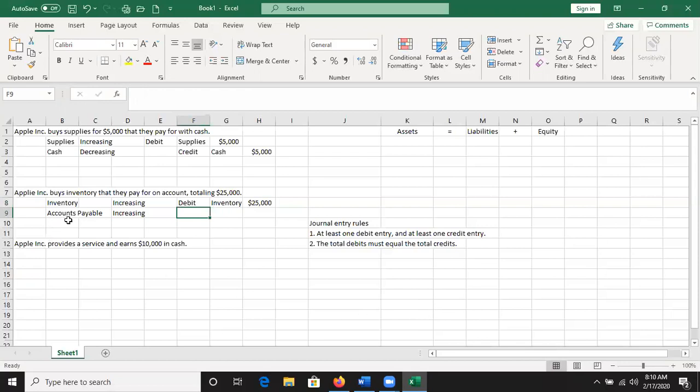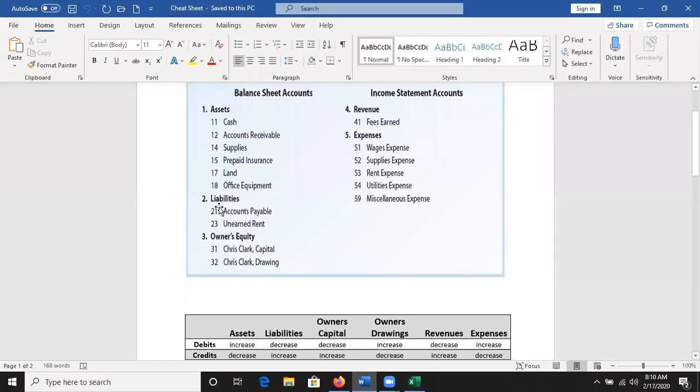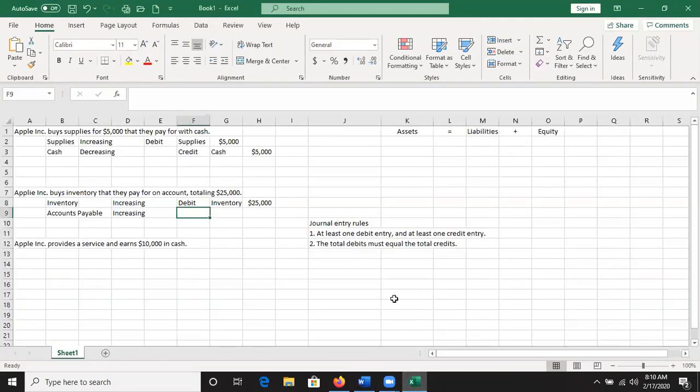Now, just because accounts payable is also increasing doesn't mean the same thing happens because it's a different type of account. It's a liability. So we go to the cheat sheet, liabilities, accounts payable. When liabilities are increasing, you credit the liability. So we're going to credit accounts payable. I'm going to abbreviate it AP for room, 25,000. Okay? So we have at least one debit and one credit, our journal entry balances. And we have total debits, 25,000, total credits, 25,000. So they equal. Okay?